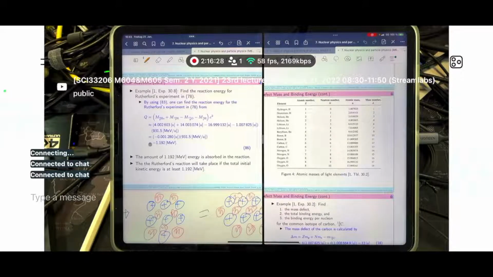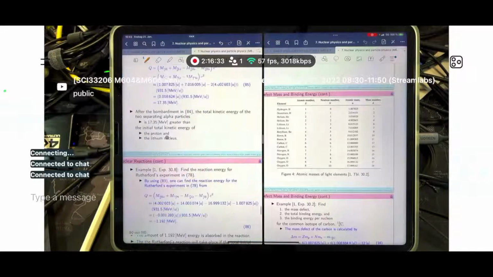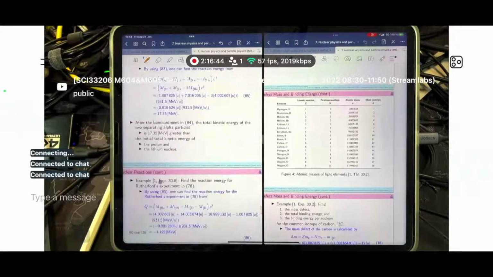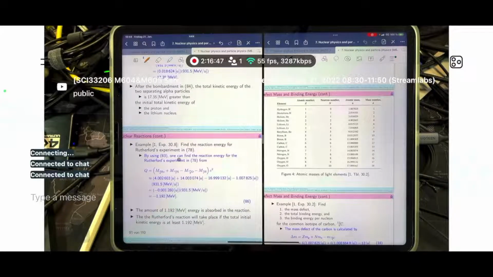One important thing for the Rutherford experiment is that the energy turns out to be a negative value, which is different from the previous one. In the previous one we had 17.35. The mass difference is positive and it turns to be energy as the output. But in the Rutherford experiment, the output energy is negative. What does that mean? It means there will be no kinetic energy gained from this process, but the kinetic energy at the output is going to be reduced by 1.192.